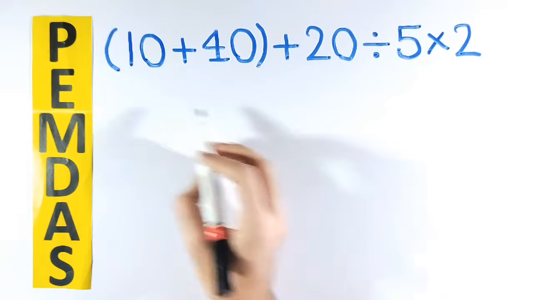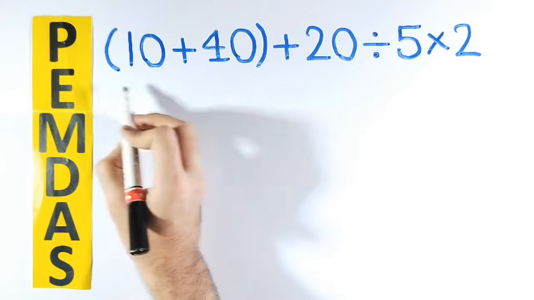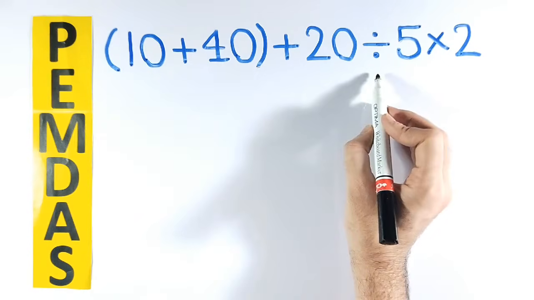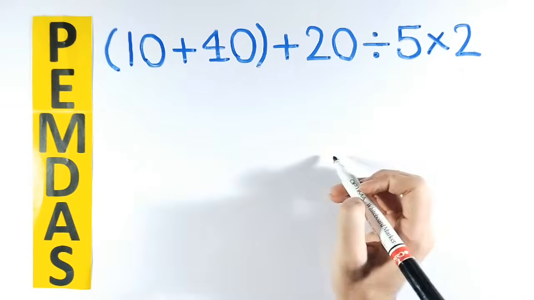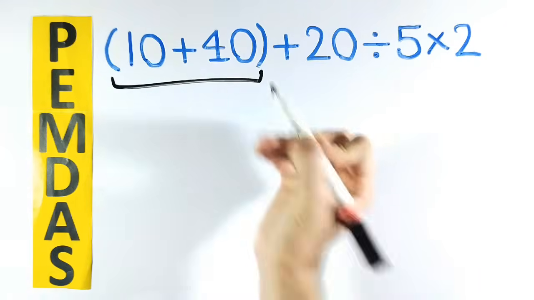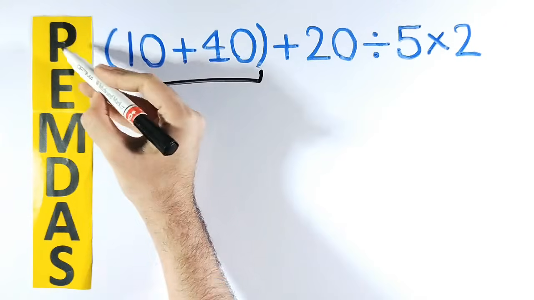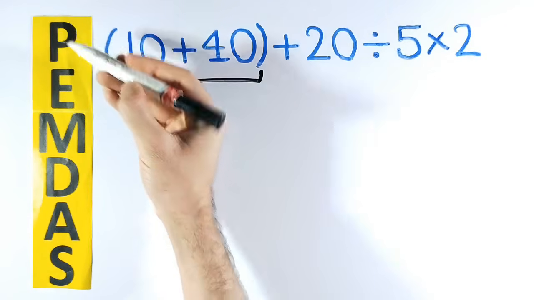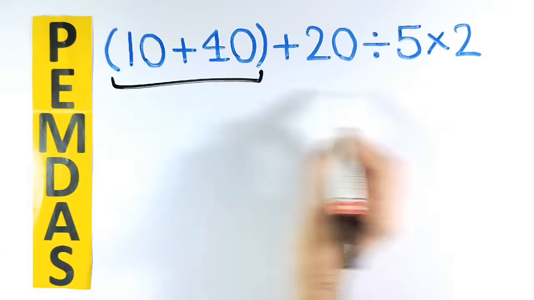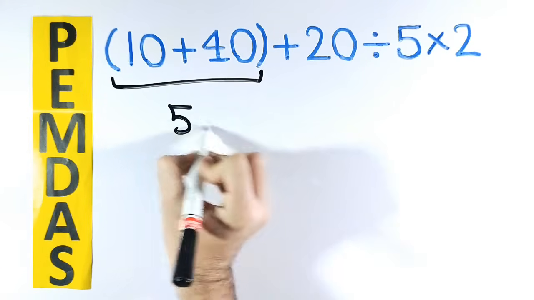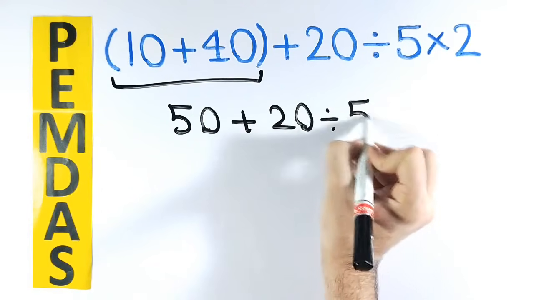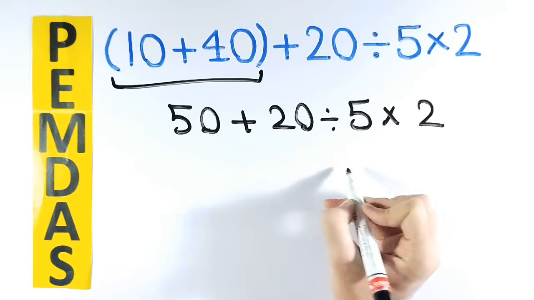As you can see on the screen, in this expression, first we have parentheses, then an addition sign, followed by a division, and finally a multiplication. According to the PEMDAS rule, first we go for the expression inside the parentheses, because P or parentheses have the highest priority than the other operations. So, instead of this expression, we can write 50 plus 20 divided by 5 multiplied by 2.